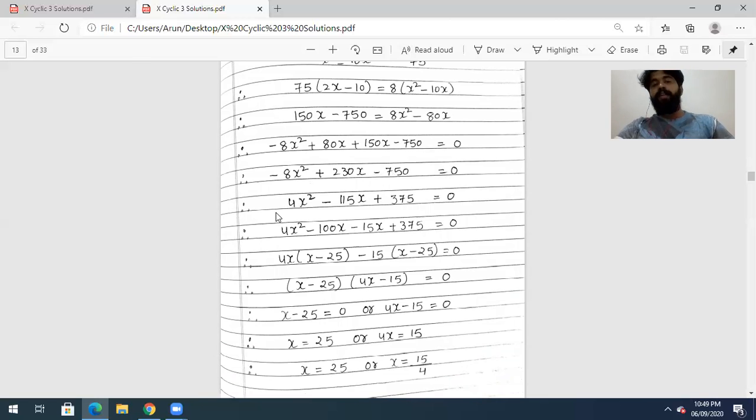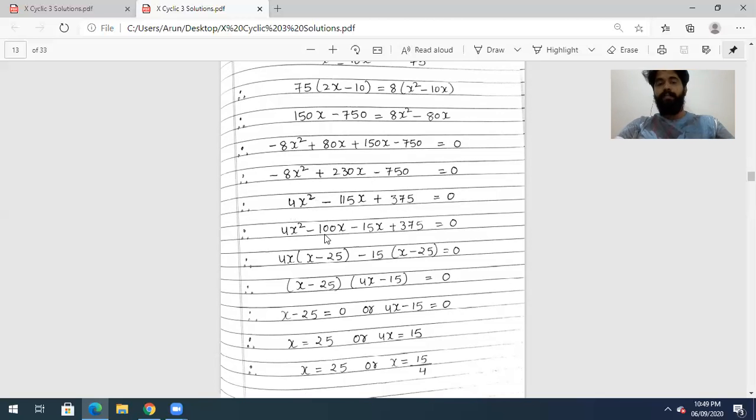What we are going to do is we are going to divide the entire equation by 2. So we have 4x square minus 115x plus 375 is equal to 0. 4 into 375, you have to multiply. You will get 1500. Now you have to think of two numbers which on multiplying give you 1500 and their sum has to be minus 115.